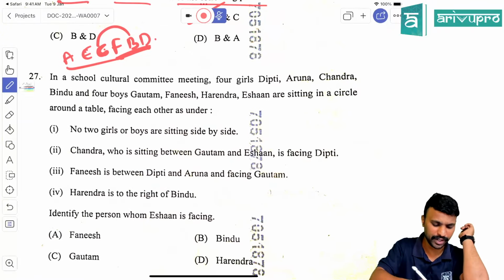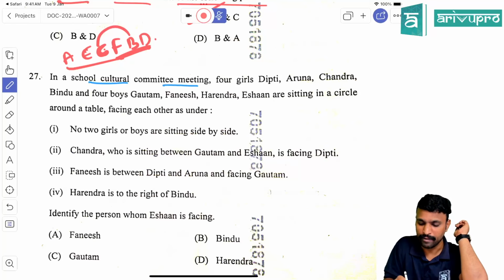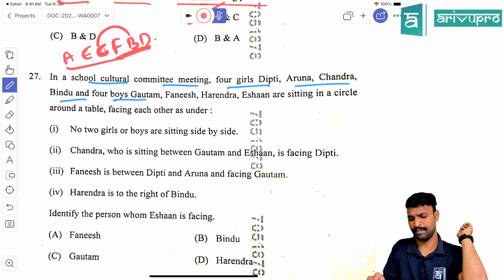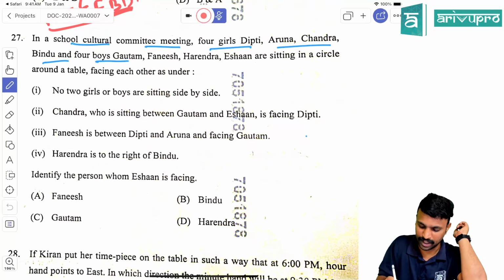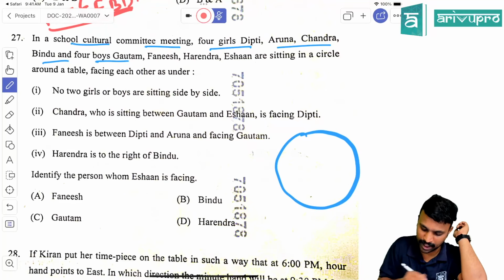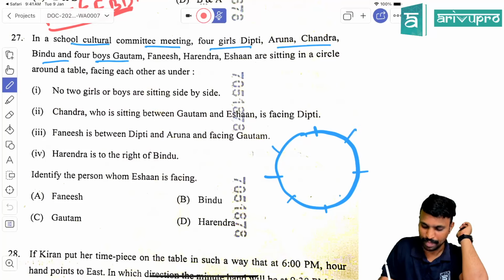Moving on to the next question. The question says that in a school cultural committee meeting, 4 girls, Deepthi, Aruna, Chandra, Bindu, and 4 boys, Gautam, Fanish, Harendra, Ishan, are sitting in a circle around a table. So it's a circular table basically. Total how many people are there? 8 people are there. So divide the circle into 8 parts.